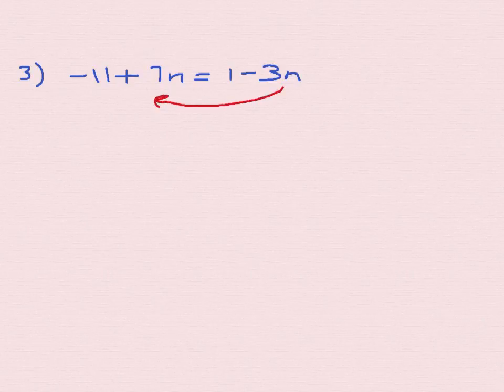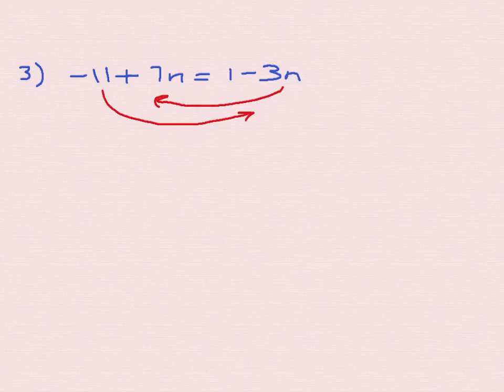Now another kind of question that you'll see will be one where, I won't say it yet, negative 11 plus 7n is going to equal 1 minus 3n. So now we have two constant terms and two variable terms. So I'm going to put the letters, say the n terms on the left and the constants on the right. Does it matter what you do? Absolutely not. You can pick your team.